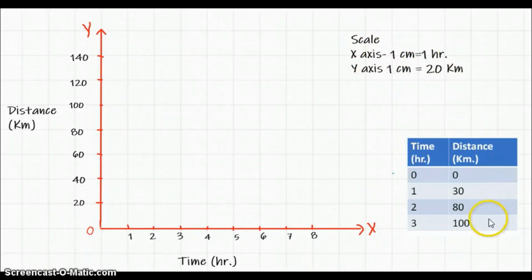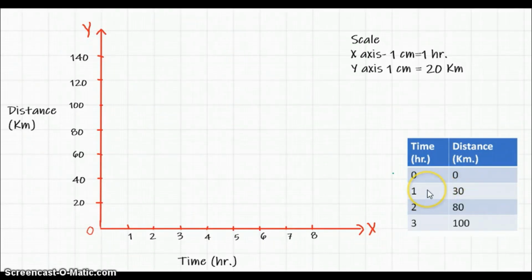Then I have a table. Here I have mentioned the table so that I can plot a graph. For plotting a graph you need the data. So this is the data, the time. At 0 hour the distance moved by a car or a vehicle is 0 kilometers.